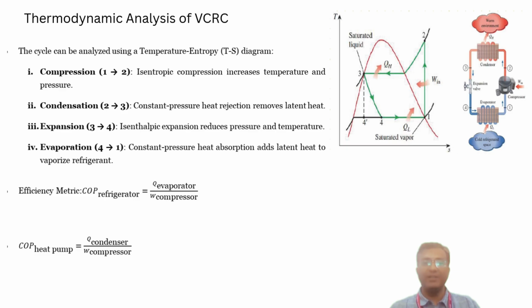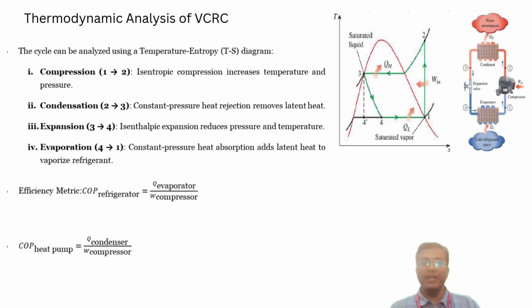Third is the expansion, 3 to 4. The liquid passes through the expansion valve, undergoing isenthalpic expansion, and the enthalpy stays constant. Pressure and temperature drop sharply, creating a cold liquid vapor mix. This step is like a quick descent, setting up the cooling phase.